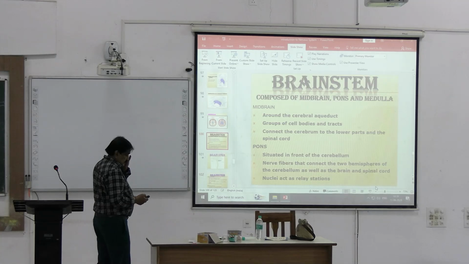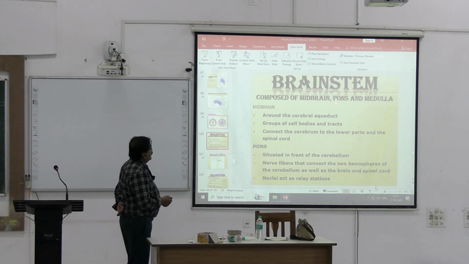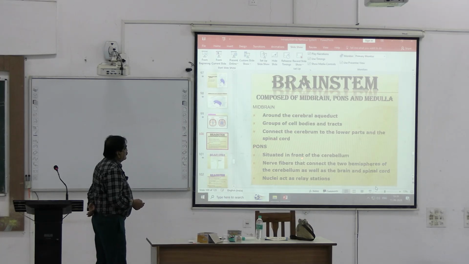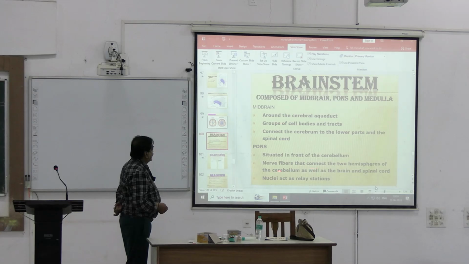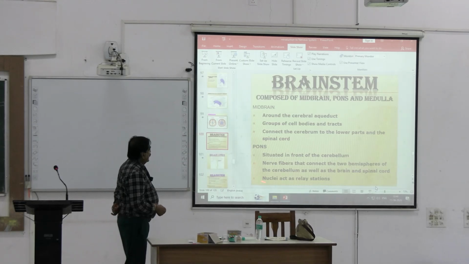Brainstem. Brainstem is composed of midbrain, pons, and medulla. Midbrain is around the cerebral aqueduct, with groups of cell bodies and tracts that connect the cerebrum to the lower part and the spinal cord. Pons is situated in front of the cerebellum, with nerve fibers that connect the two hemispheres of the cerebellum as well as the brain and spinal cord. Nuclei act as relay station.